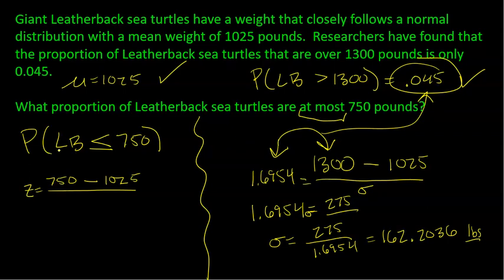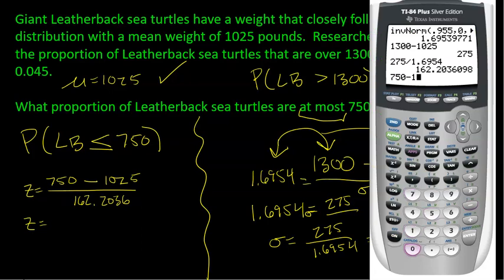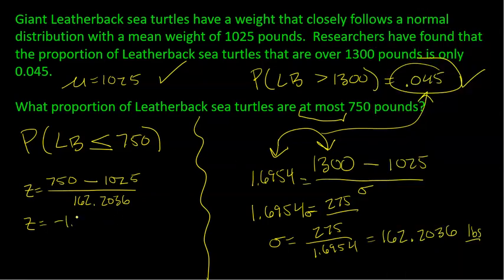All right, they were asking me for the proportion of leatherback sea turtles that were less than 750. So the first thing I need to do is find the z-score. So now that I know the standard deviation, I can go ahead and fill it in here. And I'm going to go ahead and use as many decimals as I can. I mean, why not be accurate here? All right, so 750 minus 1,025. And then divide by the 162.2036. And I get a z-score of negative 1.6954. And now I'm going to find the proportion of z-scores that are below negative 1.6954.